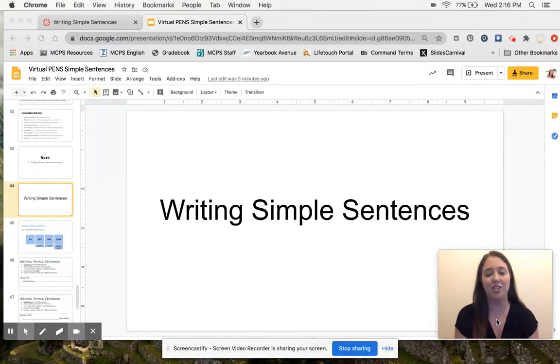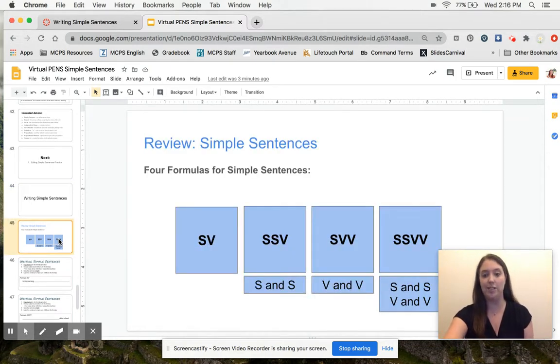Today we are finally going to start talking about writing our own simple sentences. So we've looked at the simple sentence formulas. We've gone over ways to use these formulas to help us with sentences that we have already written that might need some editing and adjusting. But today we're going to actually look at writing our own simple sentences. And I know that these sentences seem simple. That's because they are called simple sentences. We are going to learn about more advanced sentences, but we're starting with the basics. So just bear with me.